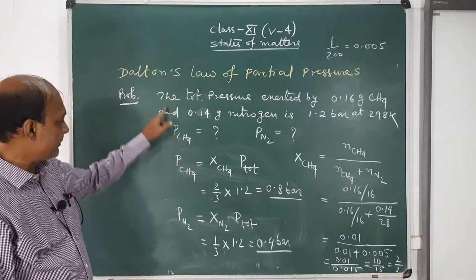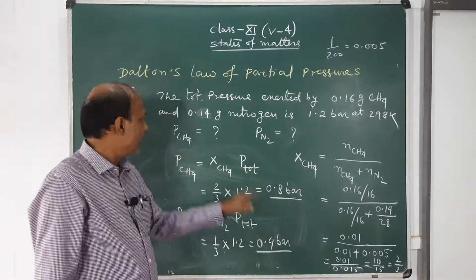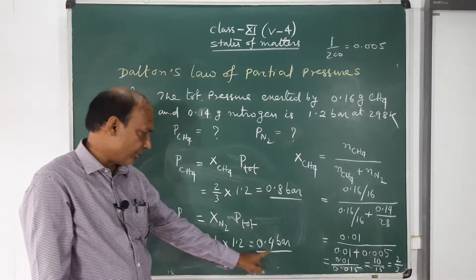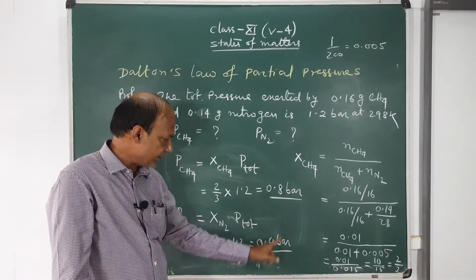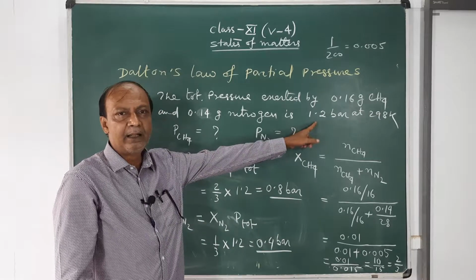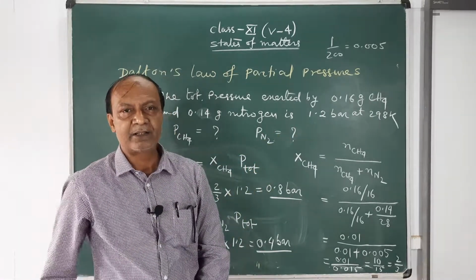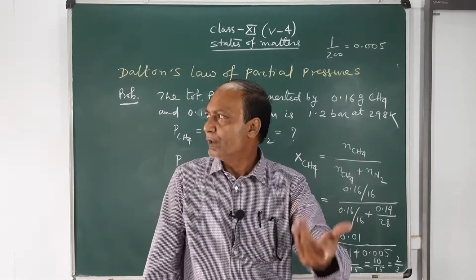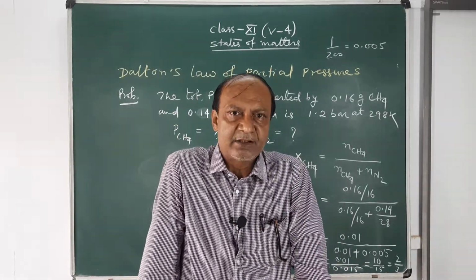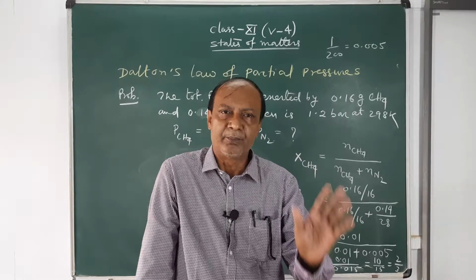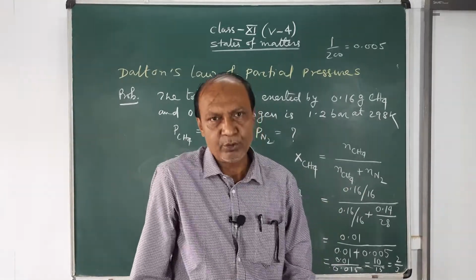So, what is the partial pressure of methane? 0.8 bar. What is the partial pressure of nitrogen? 0.4 bar. What is the total pressure? 1.2 bar. So, in case of two gases, you can find the partial pressure of one gas, and you can find the partial pressure of the other gas simply by subtracting it from the total pressure. That you can also do.